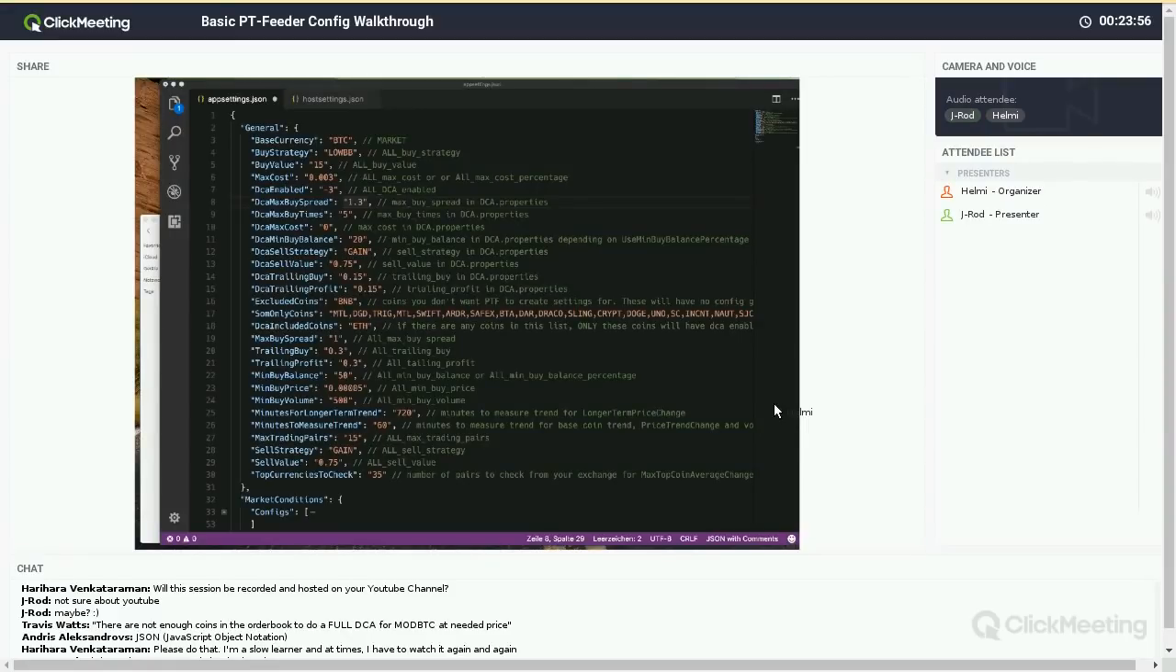If you're at exactly 100%, maybe it triggers because there's just enough, and then it goes below in the time it takes the bot to place the order, that kind of thing. Yeah. So that's how that works. The next thing, the DCA max buy times.